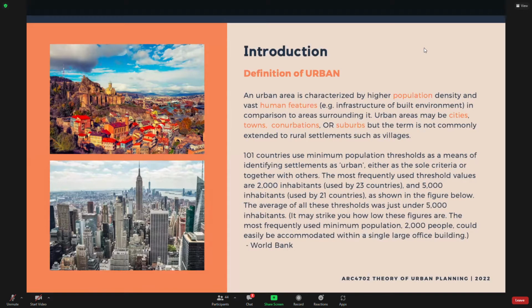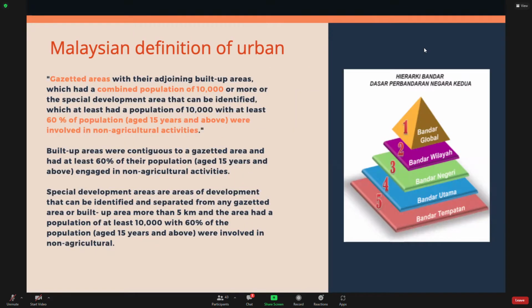So what about Malaysia? What are the thresholds for Malaysia? The Malaysian definition of urban: gazetted areas. What I'm referring to here, as in Plan Malaysia, is that when they say gazetted areas, they are referring to an area gazetted as a city, as a town. For example, Shah Alam is already gazetted as Bandar Shah Alam, meaning it is already an urban area. Petaling Jaya is already gazetted. We know that this is a place already gazetted as an urban area, as a city. So that is what they are referring to, gazetted areas here.